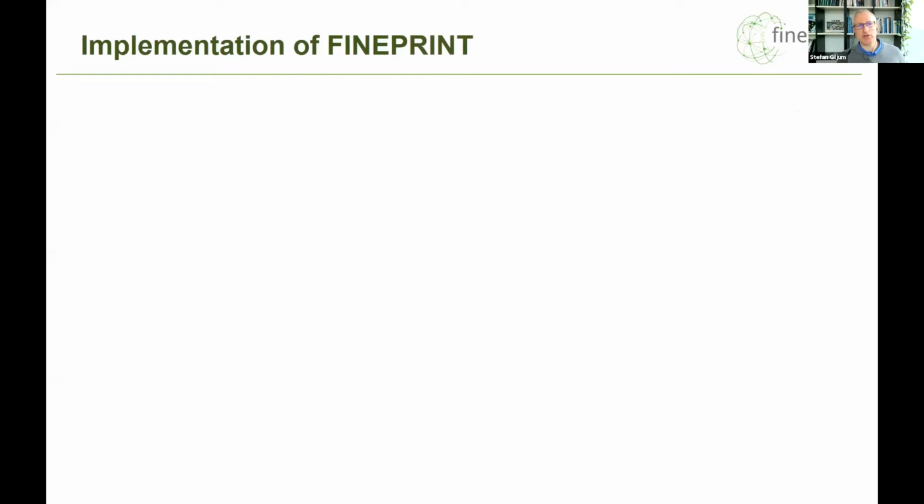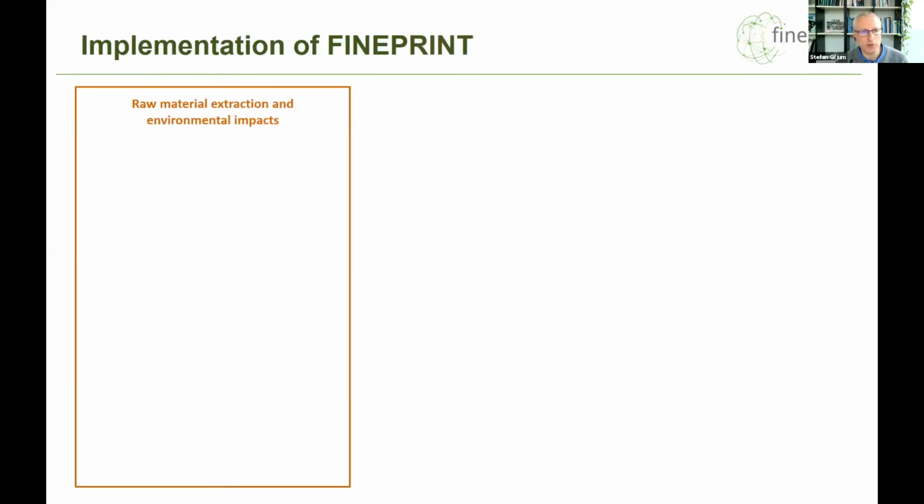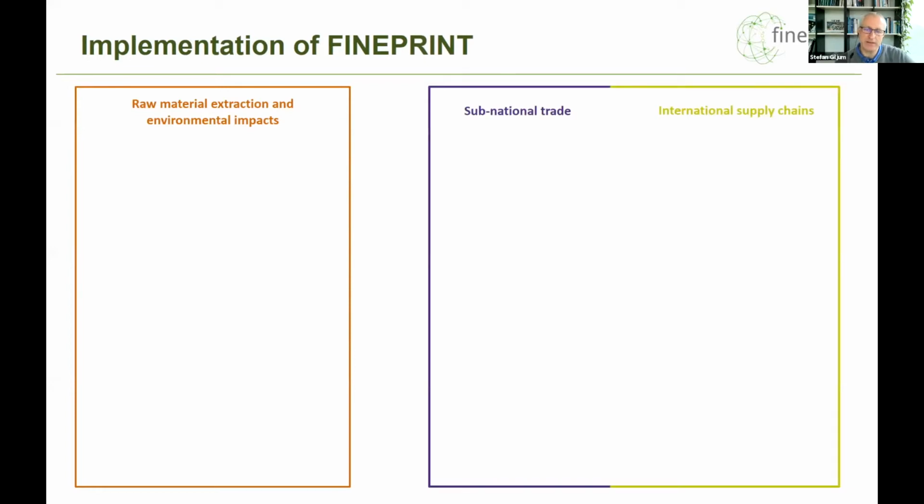The implementation of our project builds on two major blocks of work. The first block is related to the assessment of raw material extraction and environmental impacts on a global scale and on a high spatial resolution. And the second pillar is the development of models that allow tracing or depicting the subnational trade and the international supply chains all the way to final consumption.